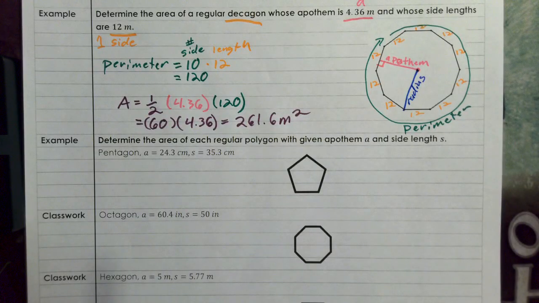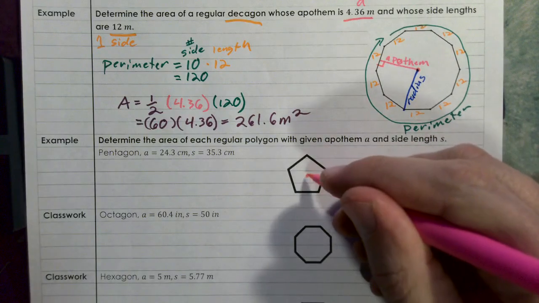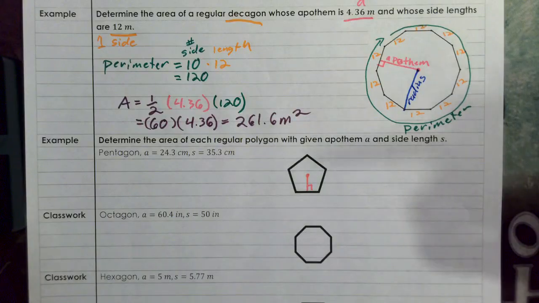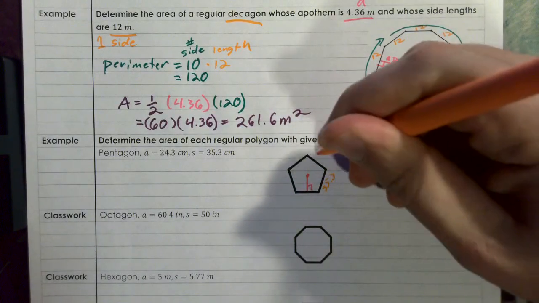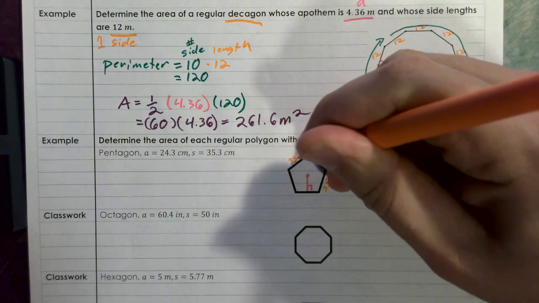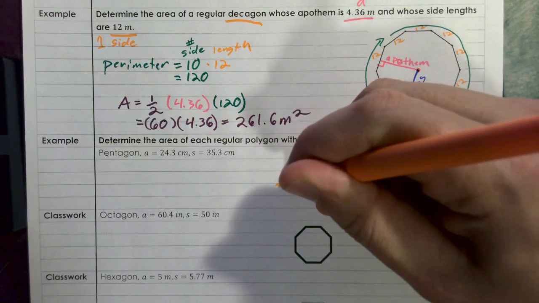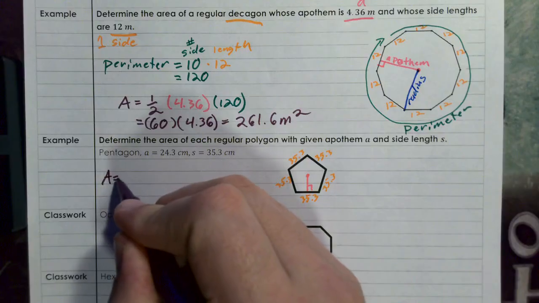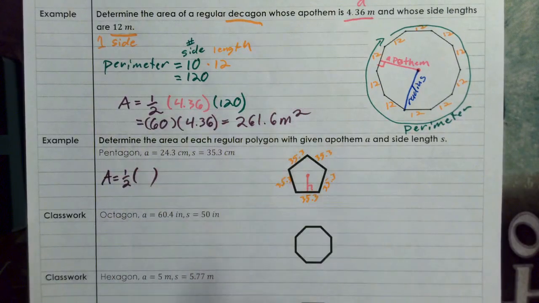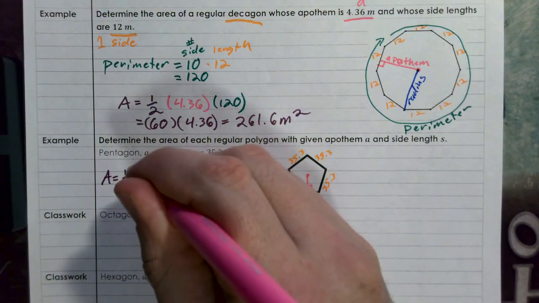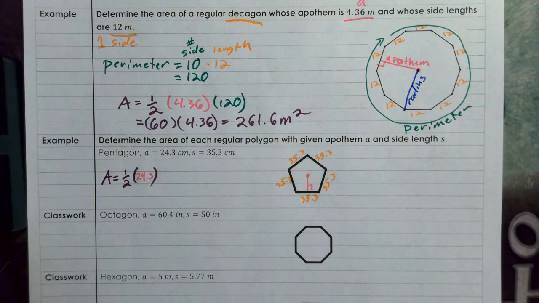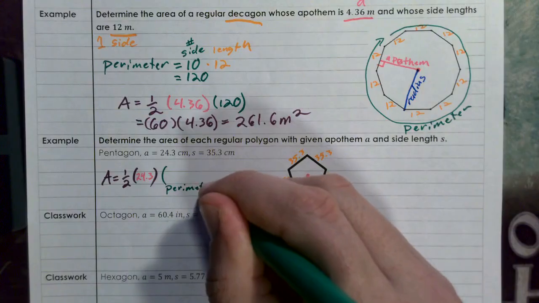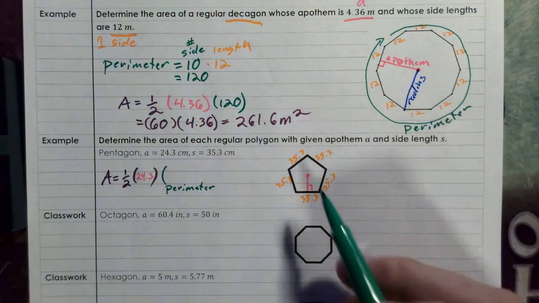If we've got a pentagon, our apothem is right here in the middle. It's making a right angle with our side. And then our sides are each 35.3. So 35.3, 35.3, 35.3, 35.3, and 35.3. So our area has got to be 1/2 times our apothem, 24.3. And then the perimeter of our shape.